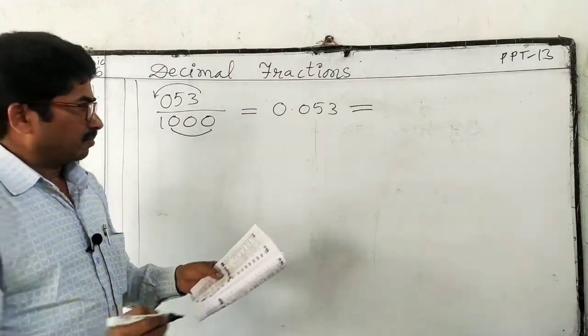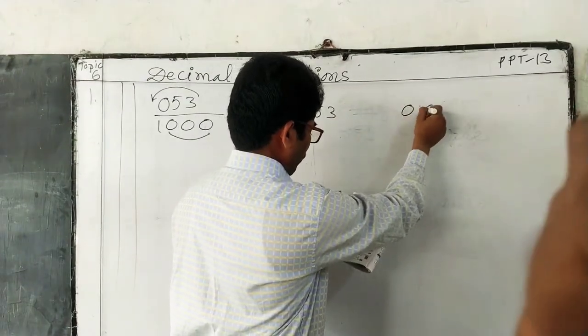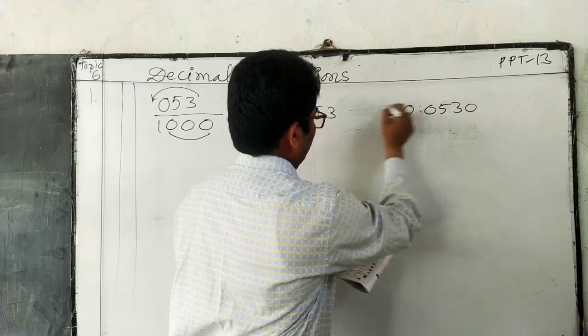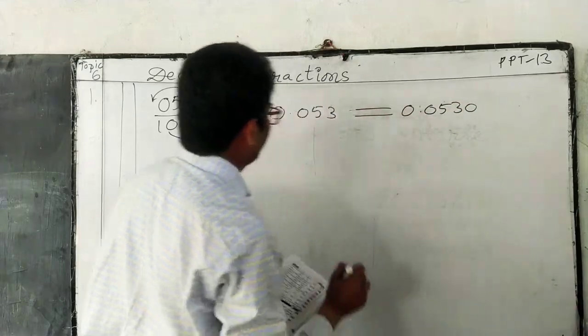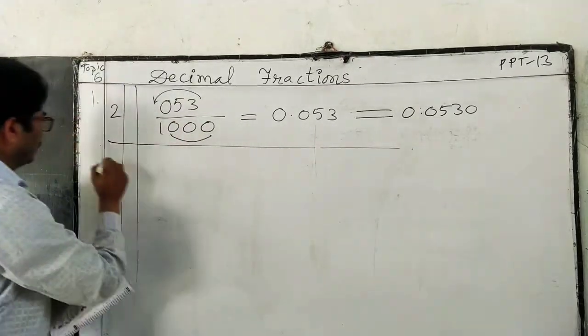We have this number in options, 0.0530. So these both are equal. So option 2 is correct.